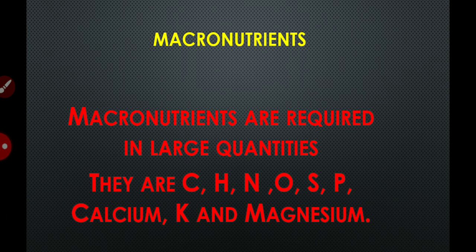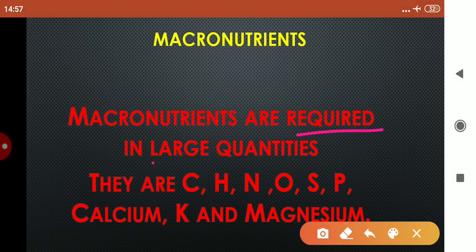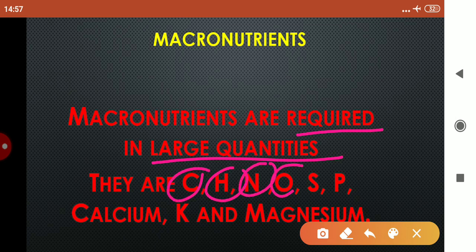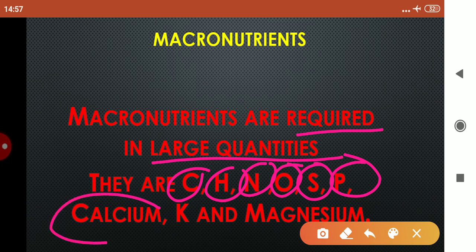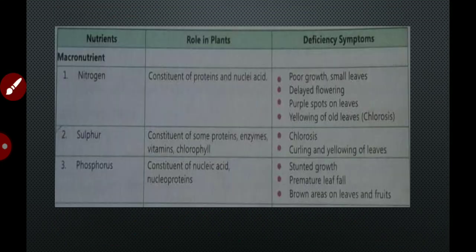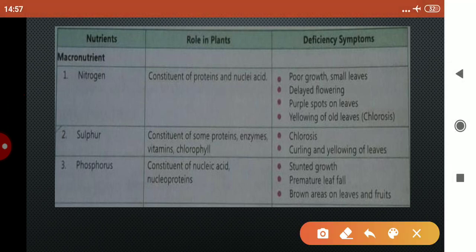So let's start with macronutrients again. Macronutrients are required in large quantities. They are carbon, hydrogen, nitrogen, oxygen, sulfur, phosphorus, calcium, potassium and magnesium. Now let us study this table. Here we have discussed three macronutrients.